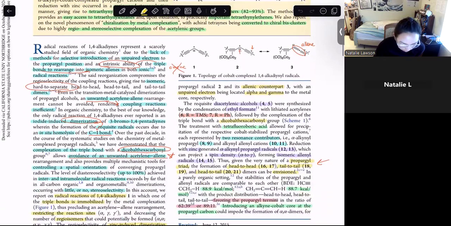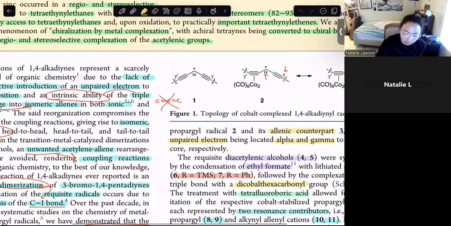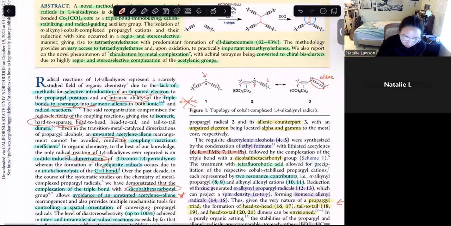So I'll summarize what's going on. Radical reactions of 1,4-alkadienes are kind of not studied much because of the free radical, as you can see right here, it makes it difficult. You want to introduce it into that position, but it's hard to do that.